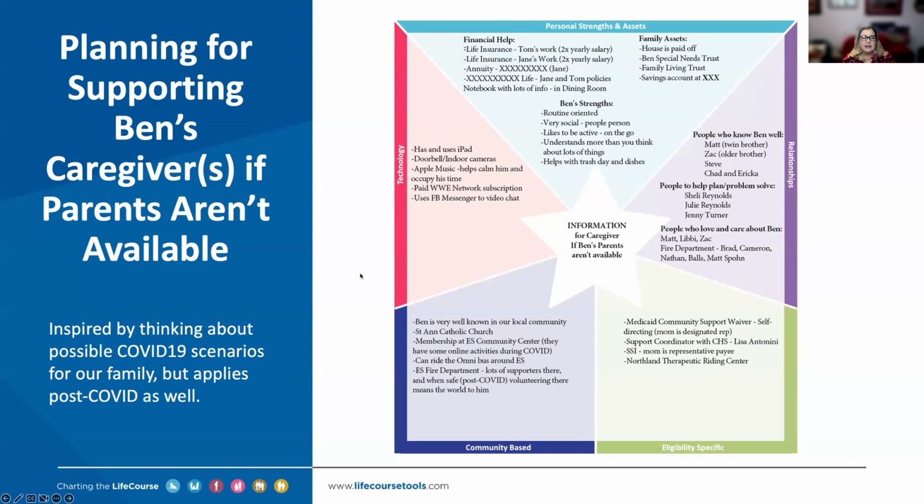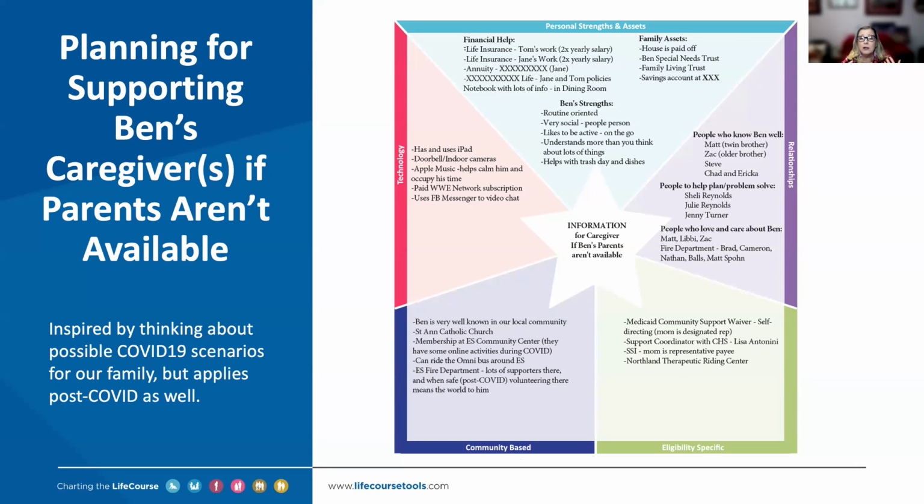So this is just an example. This was one I created for Ben during COVID, and it was really thinking about what happens if my husband or I get COVID, get sick, pass away, whatever may happen, and for whatever reason, if he has an alternate caregiver. And again, I created it for COVID, but it's just as applicable post-COVID.